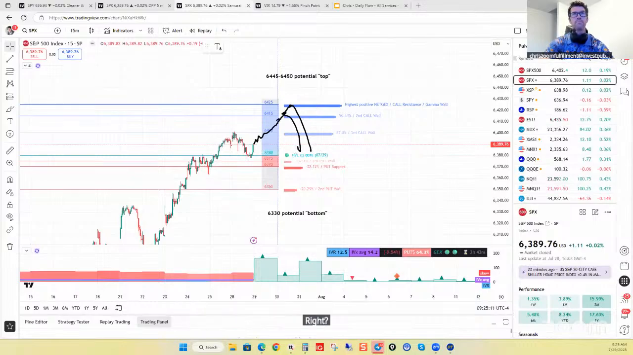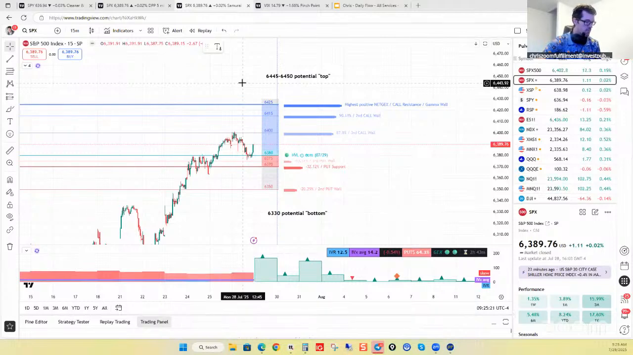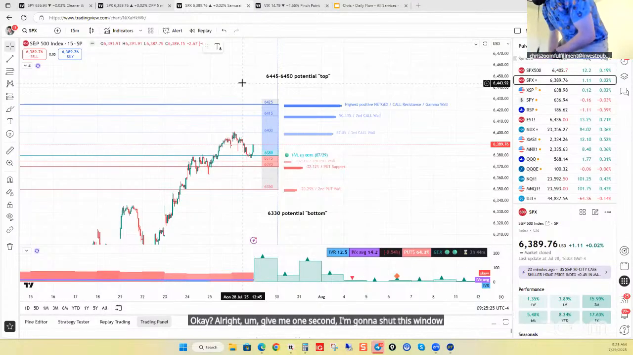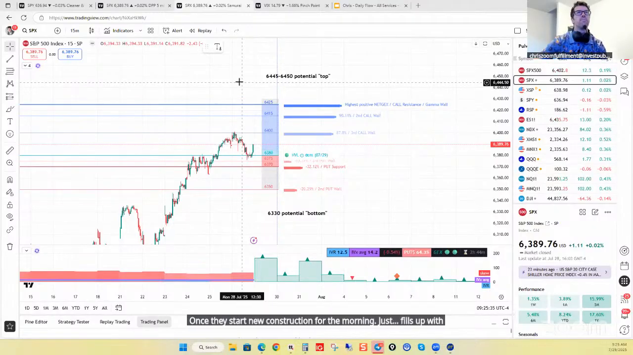Okay. It's not open bell. We don't have any trades. And these trades will be posted, if I take these trades, for the alerts. Okay, all right, give me 1 second. I'm going to shut this window because once they start new construction for the morning, it just fills up with dust.